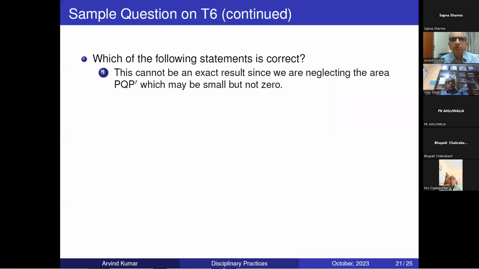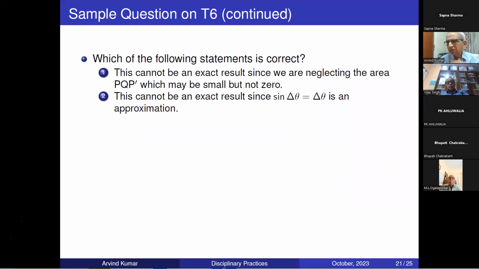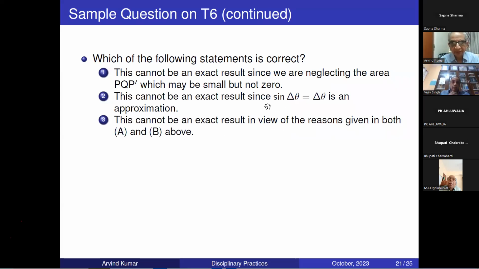So we gave some options. This cannot be an exact result since we are neglecting the area, which may be small but not zero. This is a thought which will come to students' minds. This cannot be an exact result since sine delta theta is an approximation. See, when the student is doing the pendulum, we all say in the class sine theta equal to theta is an approximation. But here we are not saying it is an approximation. So the student is naturally thinking that it's an approximation.